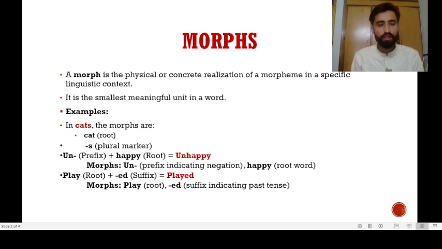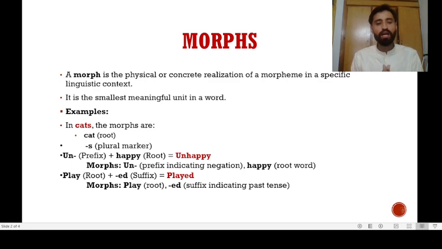Here the word cats is in front of you. The morphs are, the first one is cat, the other one is s, which shows the plural marker. Cat is a root word, and this is one morph. The other one, s, is a plural marker, and it is another morph. So we can say that in this word we have two morphemes, cat and the plural marker.